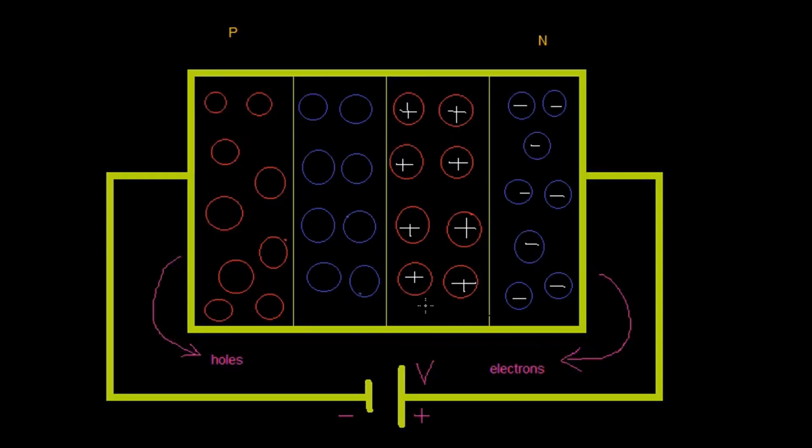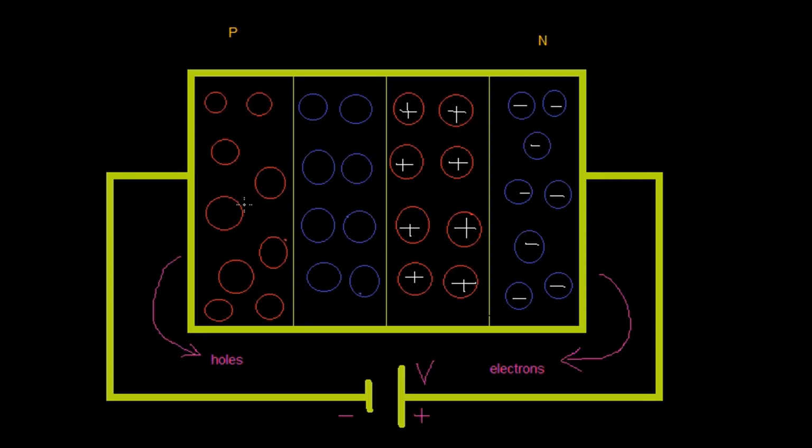So let us understand the reverse bias condition better by this diagram. As you can see here, the positive terminal of the diode is connected with the negative terminal of the battery, and the negative terminal of the diode is connected with the positive terminal of the battery.